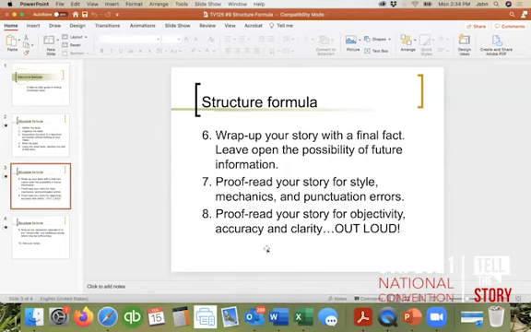Then proofread your story. Look for style, mechanics, punctuation errors. Proofread your story again out loud for objectivity, accuracy, and clarity. Are you presenting both sides? Are you giving, as best you can, equal time to equal sides of the issues? See, there's already proofreading twice in here. So you write, rewrite, and rewrite as necessary. Don't just say, I'm getting it all done, and boom, now we're doing it.